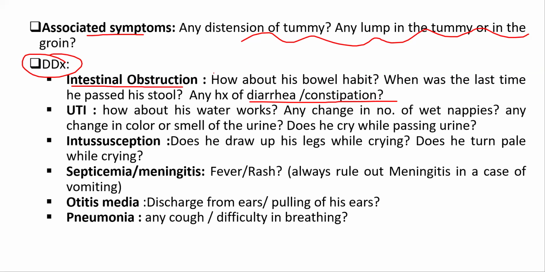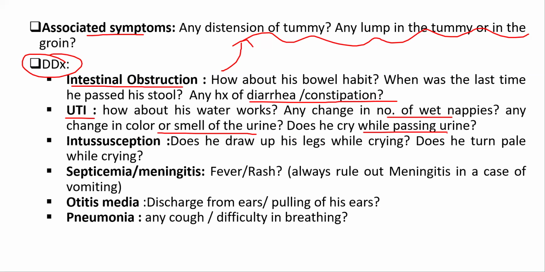So in bowel habit, you can definitely ask this question. Have you noticed any swelling or any distension of his tummy? So you are done with the bowel habit. Then you go to the water works or urinary works. So for UTI, we can ask, how about his water works? Have you noticed any change in the number of wet nappies? Any change in color or smell of the urine? And does he cry while passing urine?